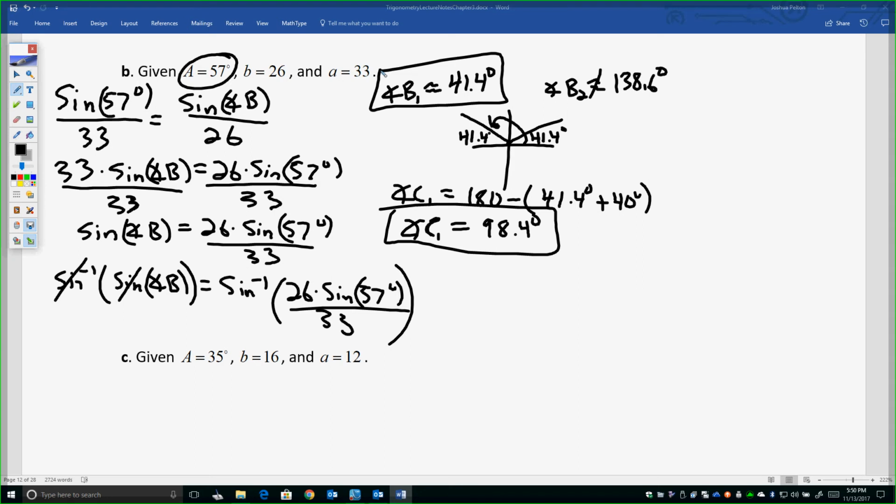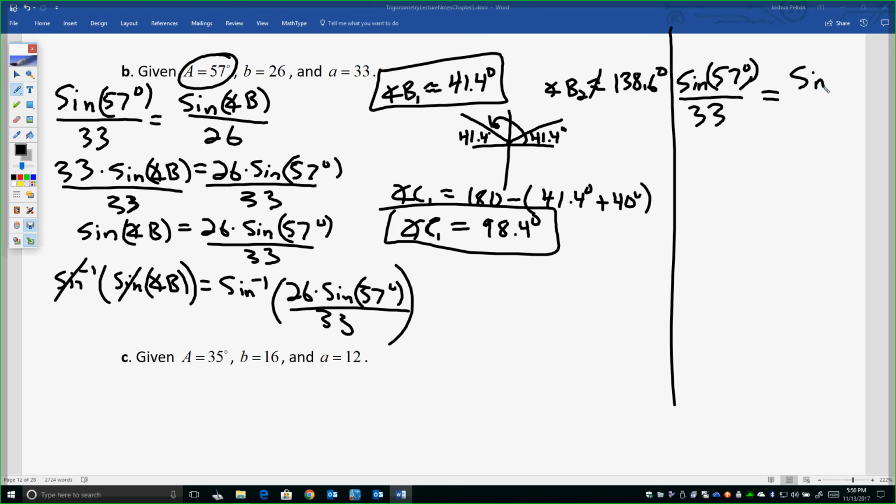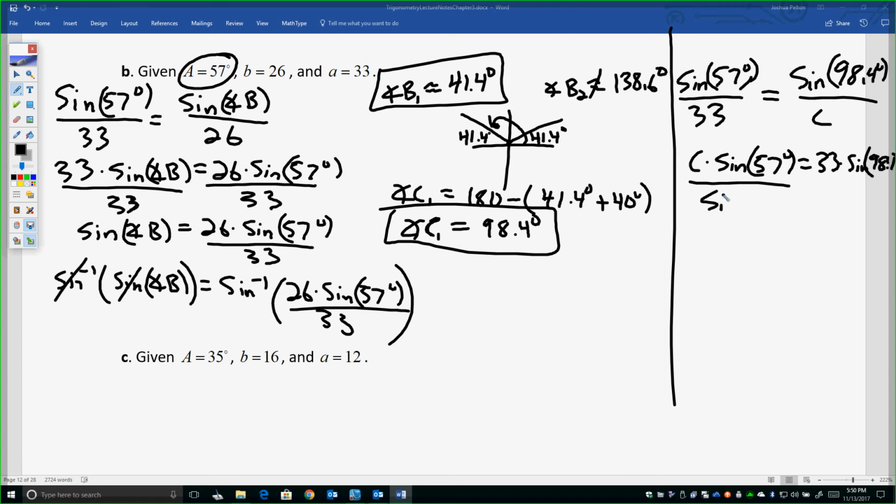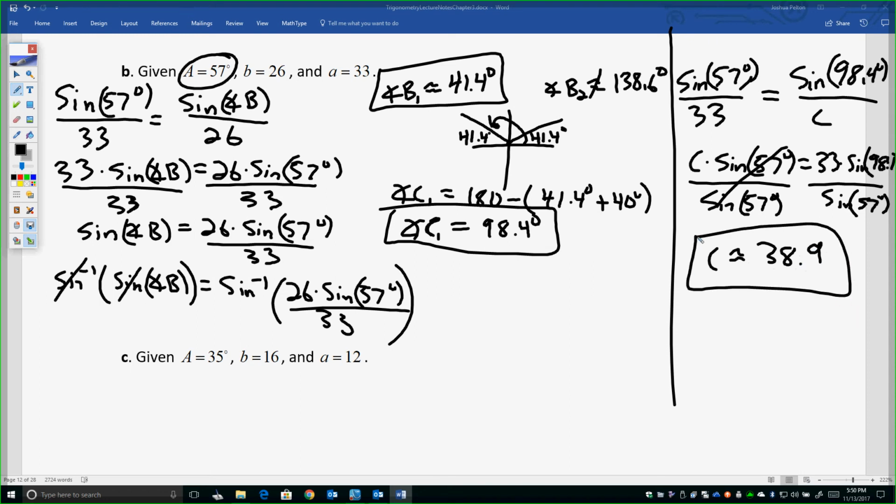So we'll do a ratio now. Sine 57 degrees over 33 is the only ratio we know, which is the A ratio, side to angle. And we want to know C. So that's sine of, what do we got here, 98.4, and the C that we're looking for. So C times sine of 57 equals 33 times sine of 98.4. And we'll divide by the sine of 57. So C is approximately 38.9.